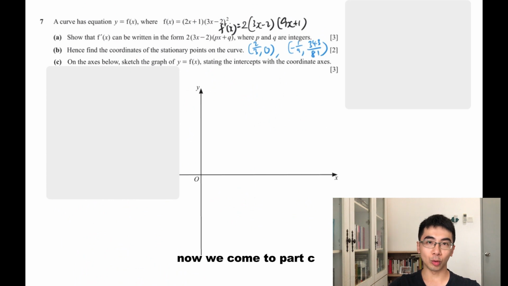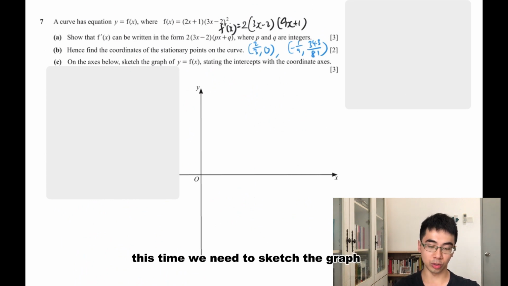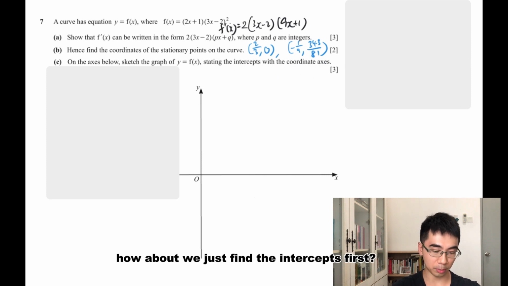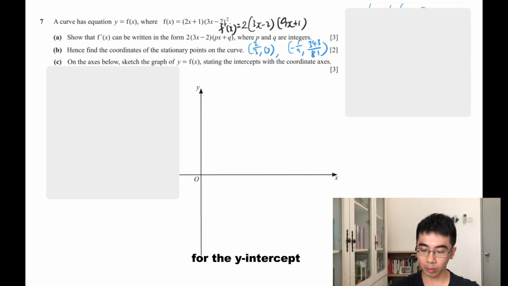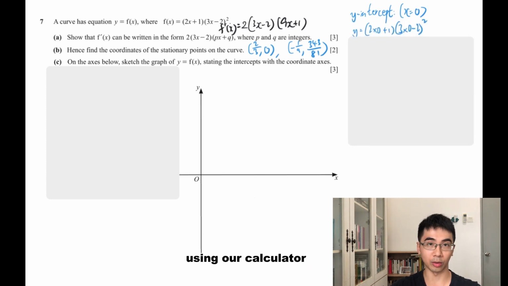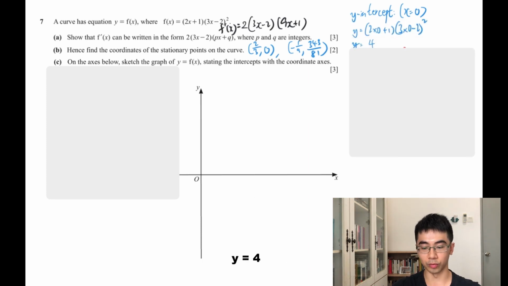So now we come to part C. This time we need to sketch the graph of y equals f of x, indicating the intercepts of the coordinate axes. So how about we just find the intercepts first. For the y-intercept, we need to substitute x to be 0, and then using our calculator, y should be equal to 4.